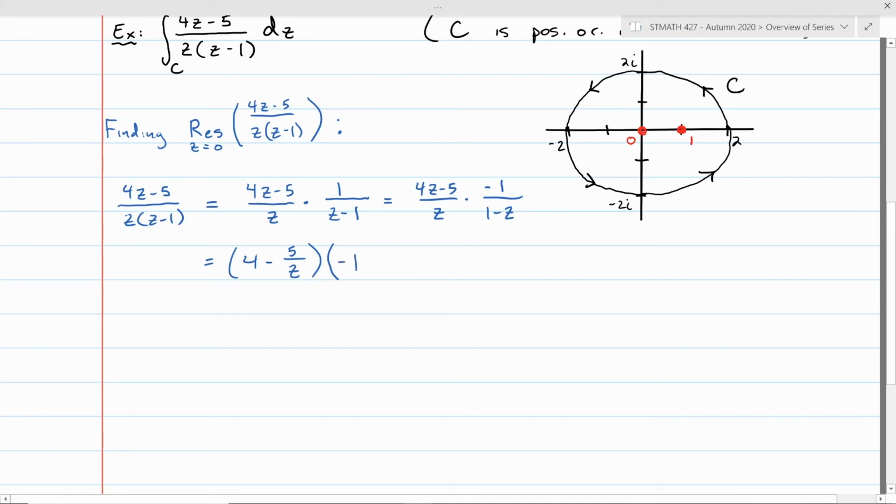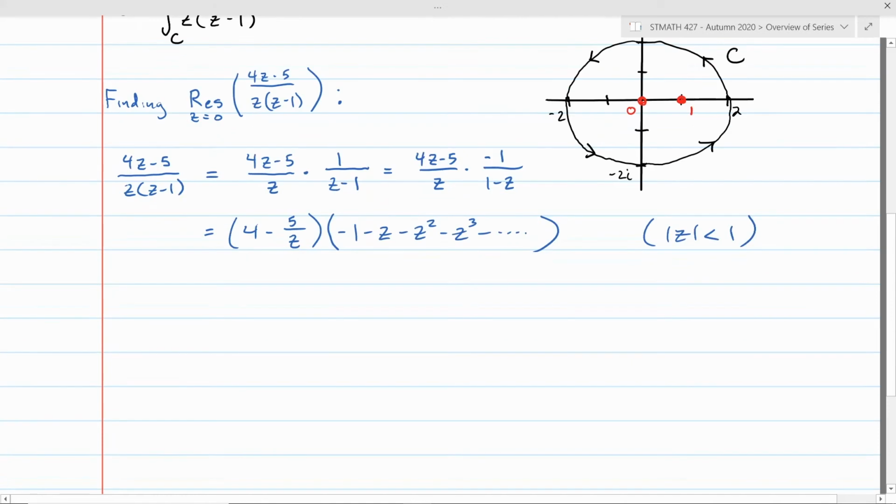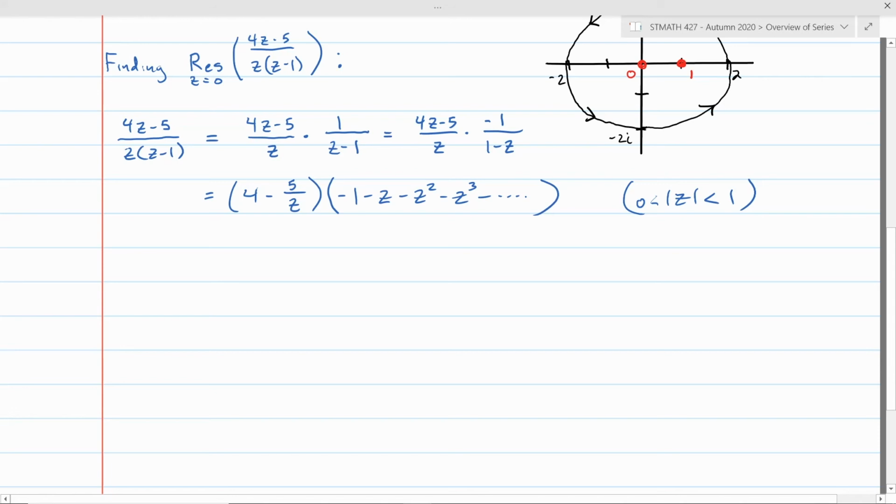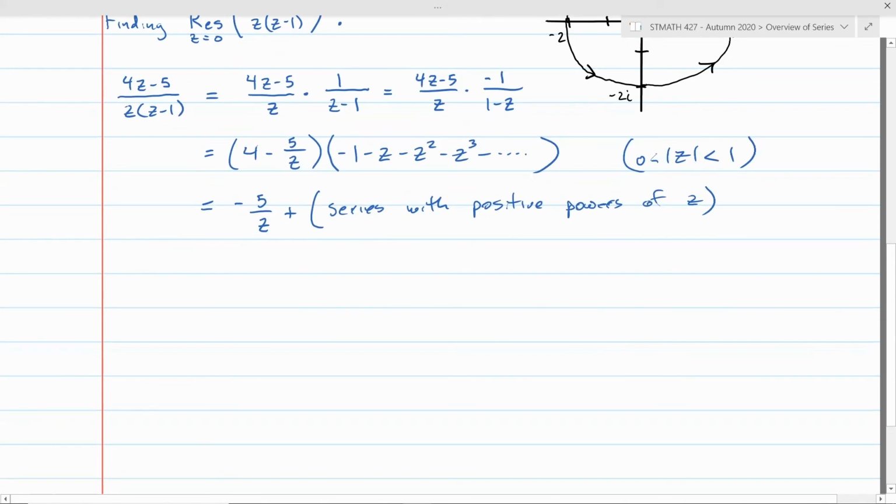That's negative 1 minus z minus z squared minus z cubed, and so on and so forth, right? And that's true when mod z is less than 1. Of course, we have to have mod z greater than 0. The point is, we can multiply all this out, but just at a glance, you can tell there's only going to be one term in the Laurent series that has a negative exponent on z. So it's going to look like negative 5 over z plus a series with positive powers of z, which I don't care about because I'm interested in the residue, so I didn't want to bother trying to multiply that out and figure out how it should look.